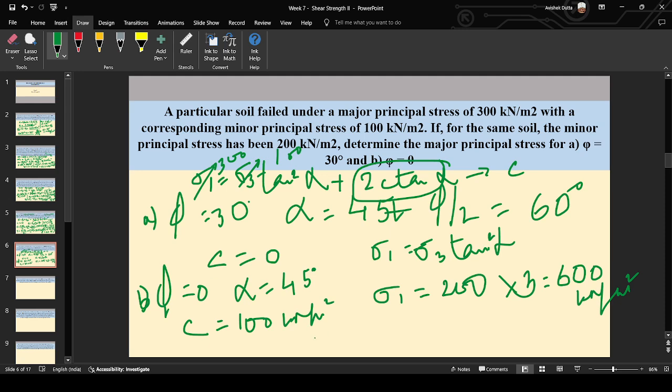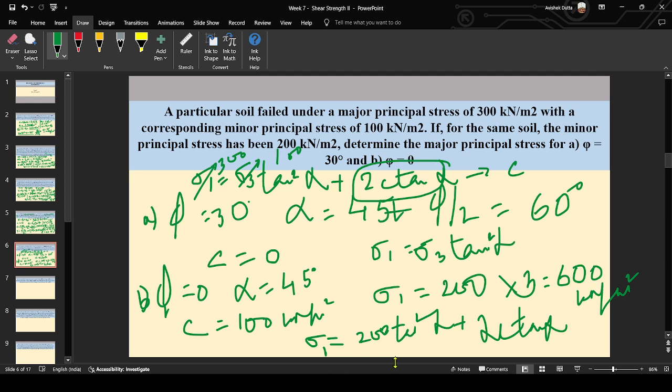Now, if C equals 100, again for the second case, the minor principal stress sigma 3 is 200. Sigma 1 equals 200 tan square alpha plus 2C tan alpha, with alpha as 45 and C equal to 100.